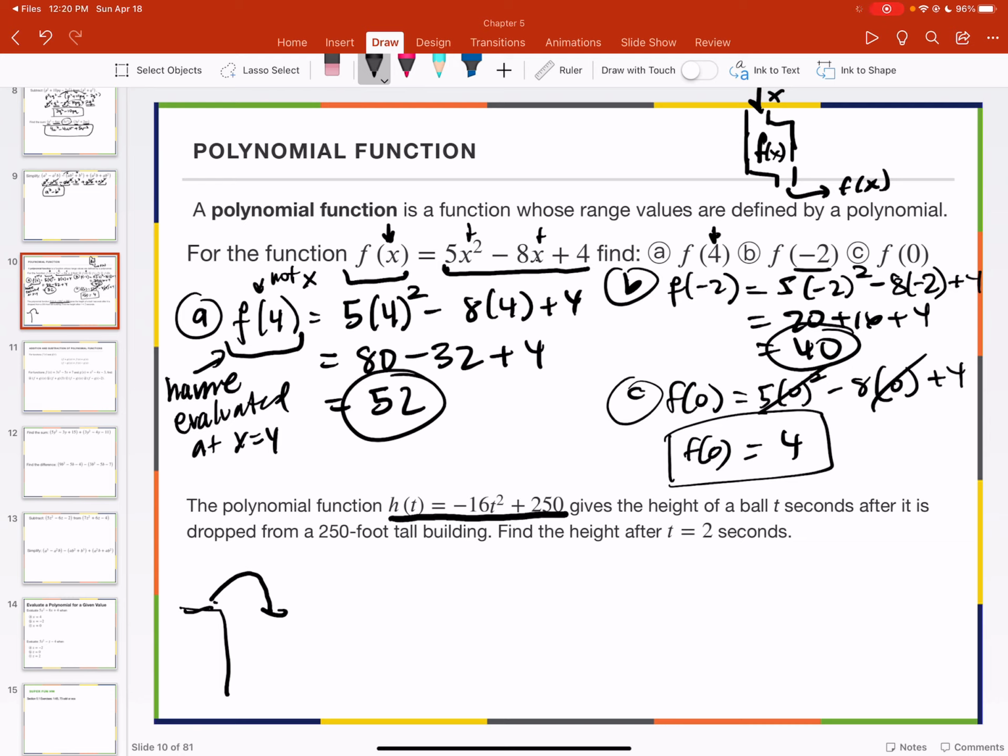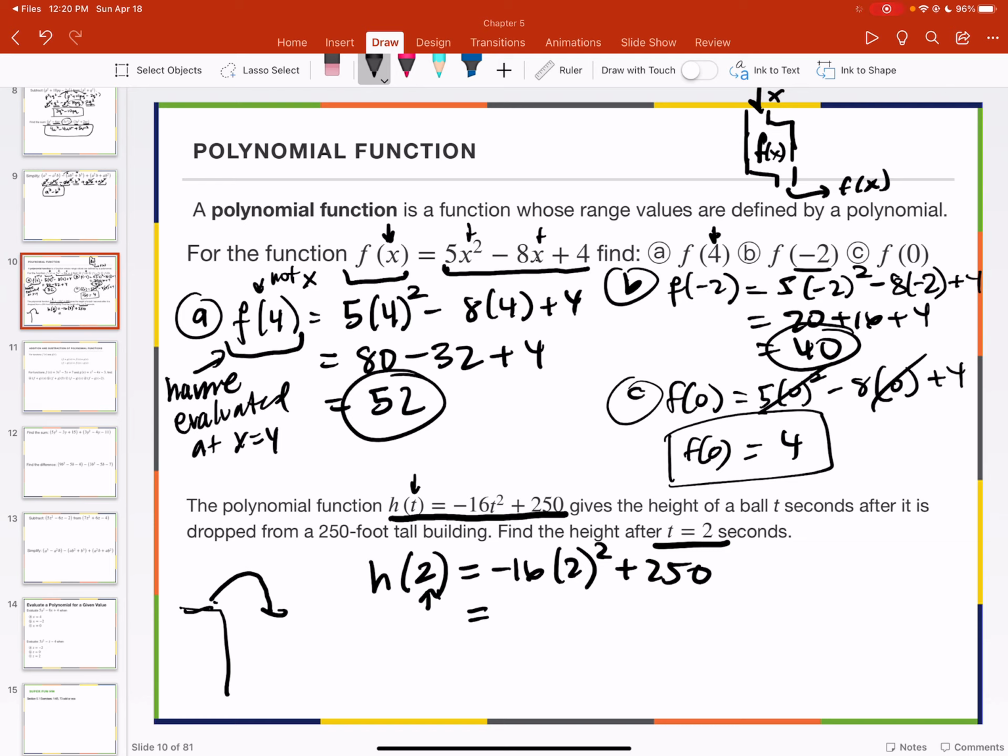Anyway, so find the height after t equals 2. What that means is it's asking you, what is the function evaluated at 2? Because notice that t is the input. Okay, so that's all that is. So then just plug in a 2 and solve and do your thing.